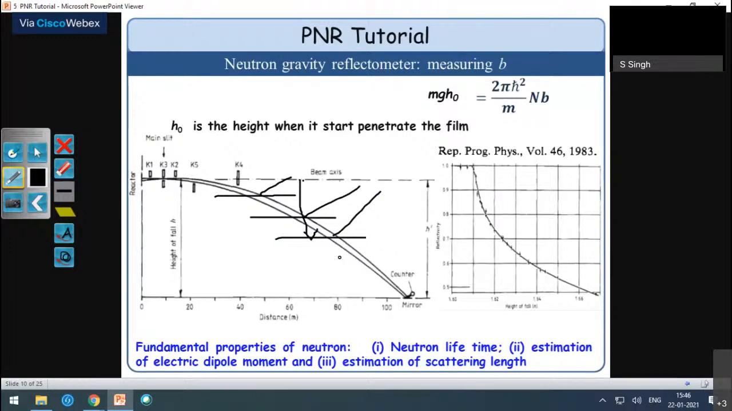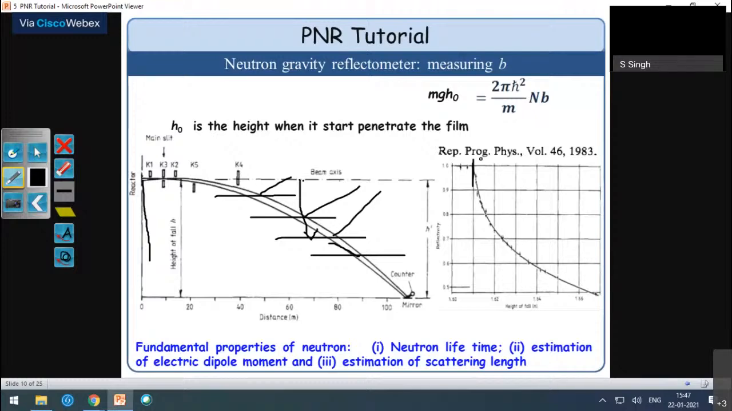And after H0 height, what happens? You have a fraction of reflectivity, and you can see the reflectivity pattern here. This is reflectivity and this is the height: 1.60 meter, 1.62 meter, 1.64 meter. Up to a height of 1.61 we have reflectivity 1. This is the critical case, and beyond it the neutron has started penetrating inside the medium, so the reflectivity falls like this.